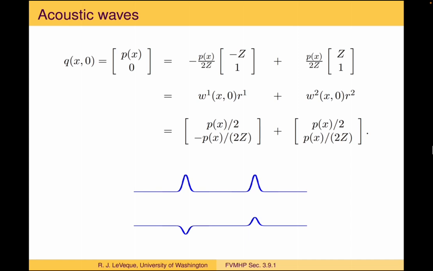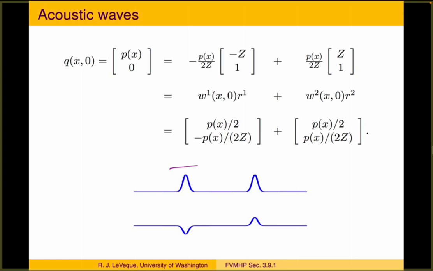This is the eigenvector moving to the left here, which is moving with speed minus c. It has a pressure variation that's half the original peak, and a u variation that's negative relative to that. It's going to be minus p of x over 2z, and the wave moving to the right with speed plus c has the other half of the pressure variation and a variation in velocity that's positive, in this case p of x over 2z. And these two would simply move out.